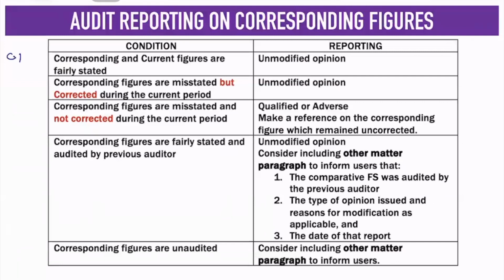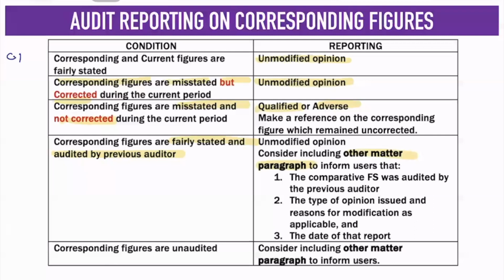If the corresponding and current figures are fairly stated, unmodified. If corresponding figures are misstated but corrected, unmodified. If misstated but not corrected, then it is qualified or adverse. So you make a reference to the corresponding figures which remain uncorrected. If the corresponding figures are fairly stated and audited by a previous auditor, again, other matter paragraph.